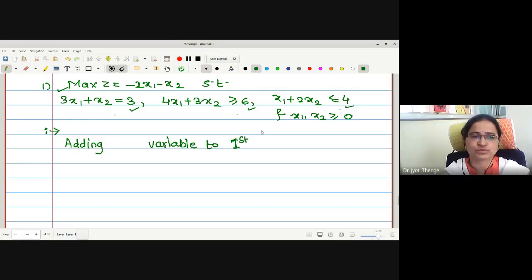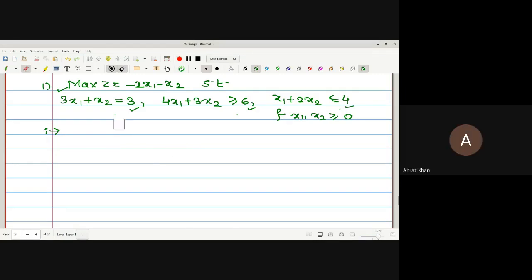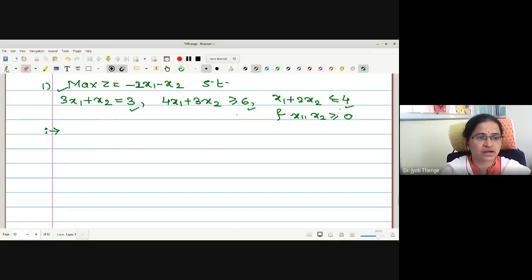Which variable should I use? X3. X3, but what is it? Artificial variable. Yes, it is an artificial variable. Okay. So shall I write this? 3x1 plus x2.